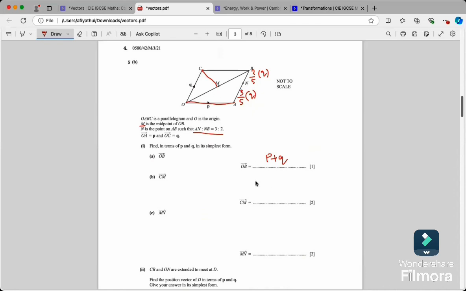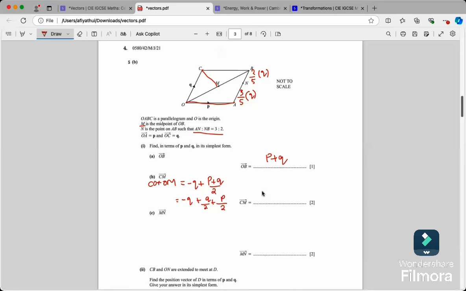So C to O plus O to M. So C to O is minus Q, and O to M is the half of OB because M is the midpoint. So P plus Q by 2. Therefore, you can say it as minus Q plus Q by 2 plus P by 2, which will be simplified as minus 2 plus 1. So you can simplify this, minus 1 plus half.